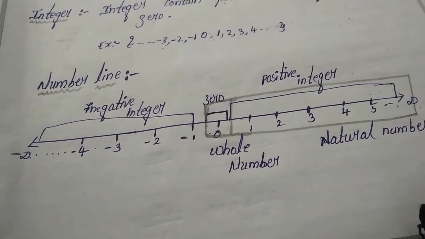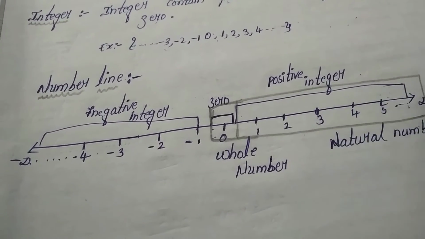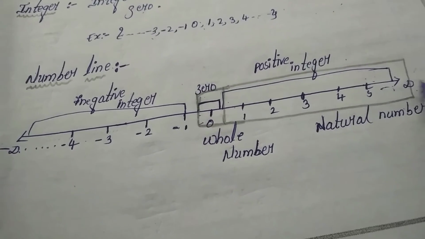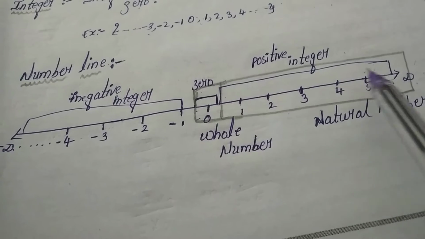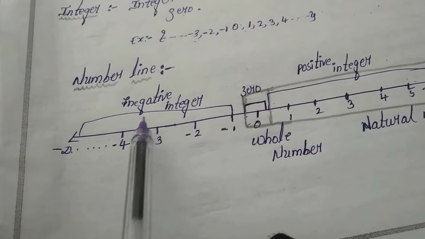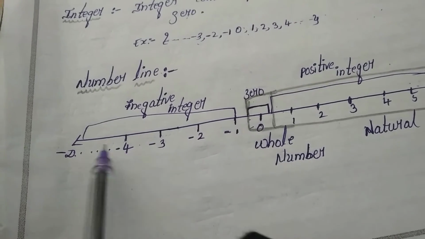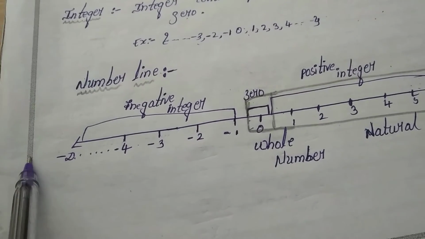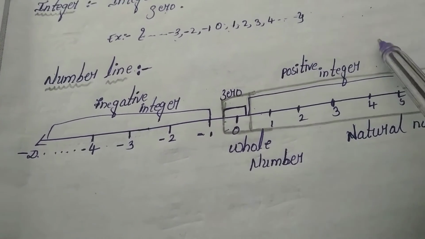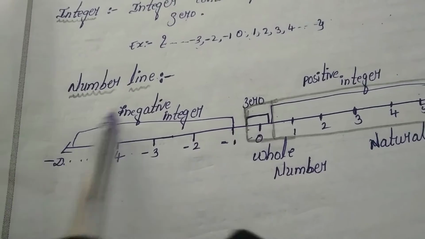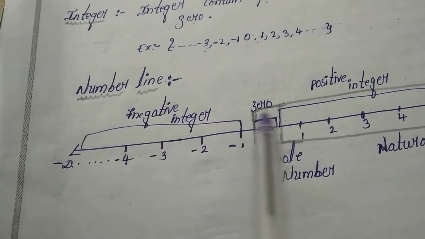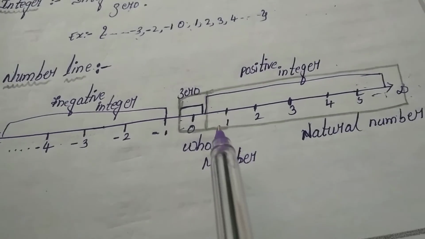Let's see the number line. The number line is a straight line in which the middle one is 0. The right side of 0 has all positive numbers, plus 1, plus 2 and so on up to plus infinity, and the left side of 0 has minus 1, minus 2, minus 3 and so on up to minus infinity. The positive numbers are called positive integers, and the negative numbers are called negative integers.